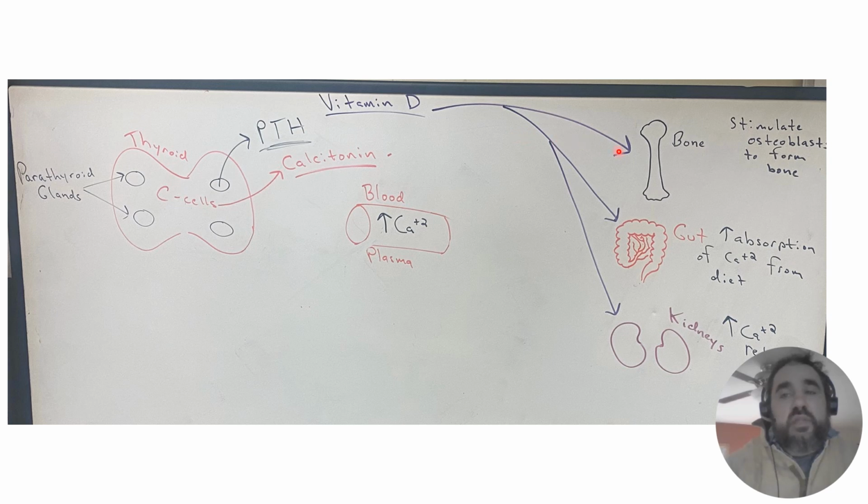Vitamin D is going to stimulate bone formation, so stimulate osteoblasts, form more hydroxyapatite. It's going to increase absorption of calcium in the diet. That's why you should take vitamin D with calcium supplements if you need to take those. And it's going to increase calcium retention in the kidneys. But if you take super high levels of vitamin D, one of the side effects is kidney stones and damage to your kidneys.